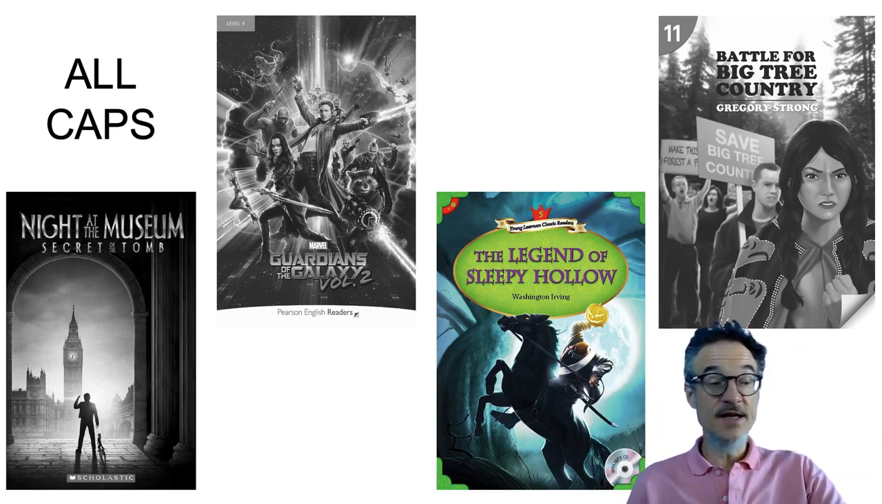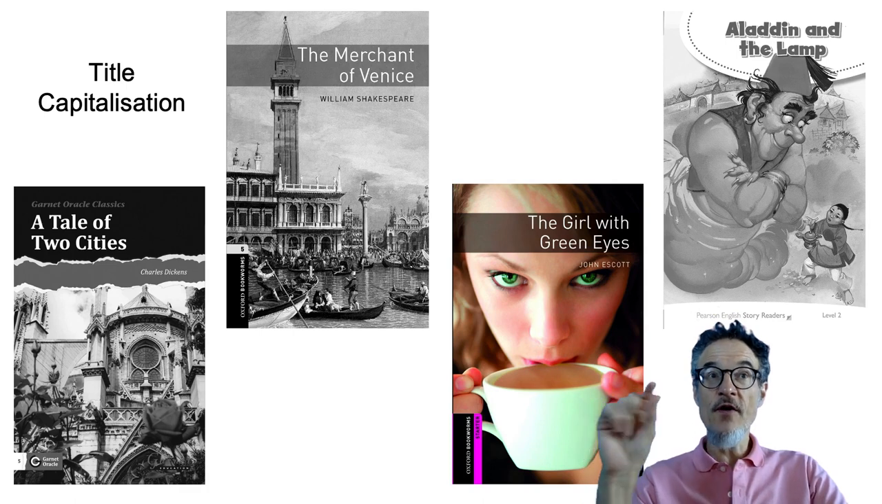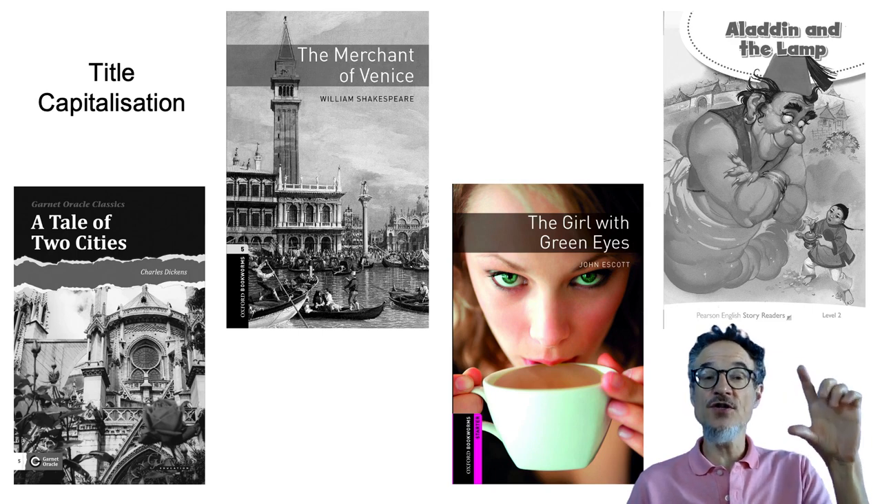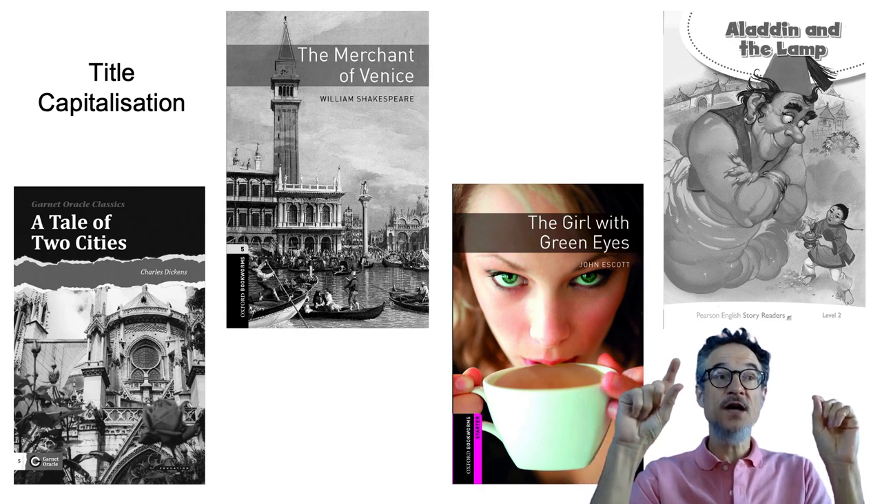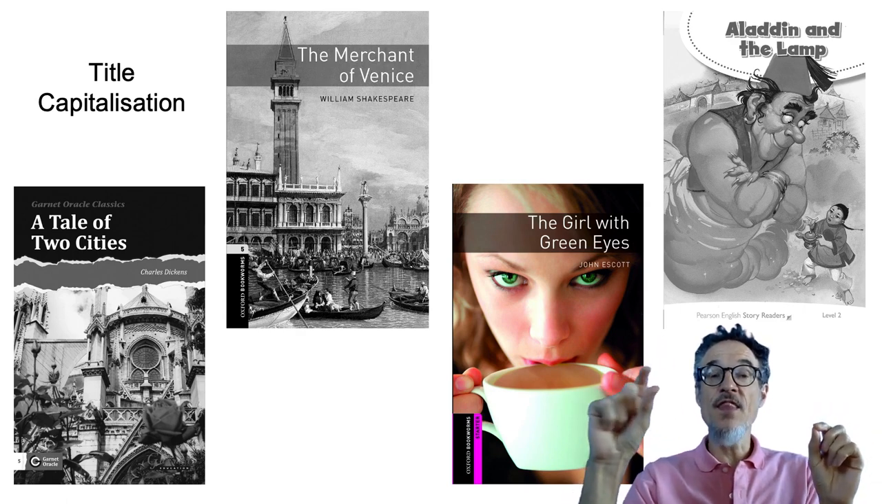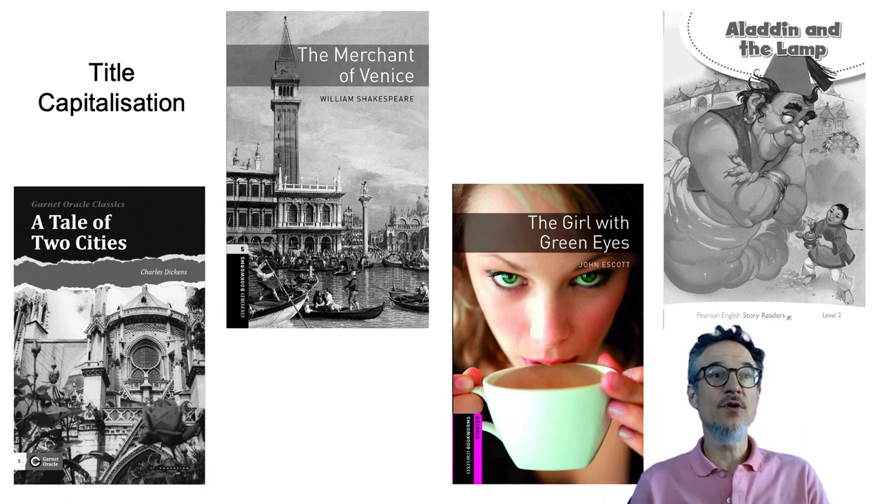Your homework is not to design a title of a book. And even where book titles are written, very often the book title is in title capitalization, not all caps. As you can see with A Tale of Two Cities, The Merchant of Venice, The Girl with Green Eyes, and Aladdin and the Lamp. And in all these cases, the first letter is capitalized, so A and The, when it's A Tale of Two Cities and The Merchant of Venice, those are capitalized. But in Aladdin and the Lamp, the is in lowercase because the is a small word. And is also lowercase with of are lowercase.